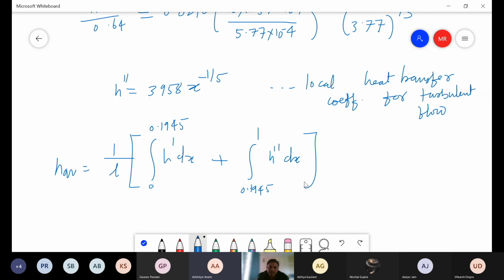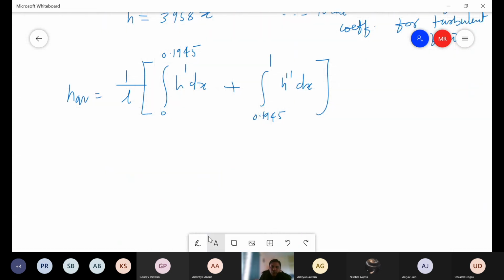Sir, it is a discontinuous function because you are doing separate integrals. But both are connected in the same plate, isn't it? So I can find the average heat transfer coefficient with respect to the complete plate. Up to 0.1945, the first heat transfer coefficient applies, so I am averaging over the length here. I have integrated with respect to dx, and both expressions are in terms of x. Can you see? Yes, sir.